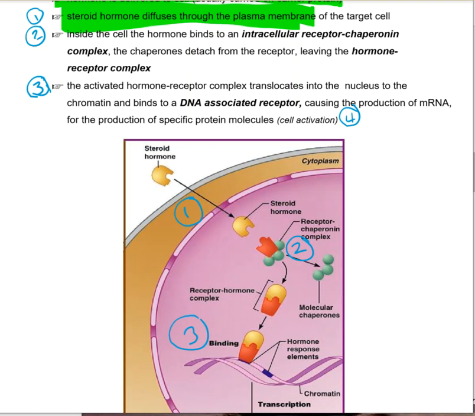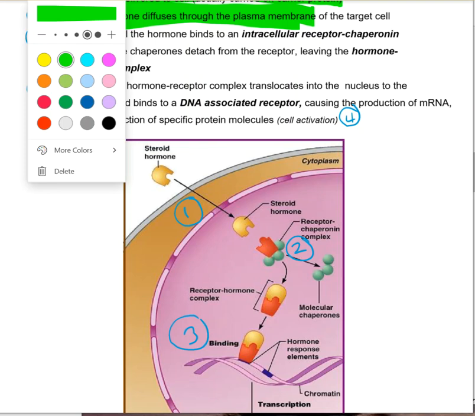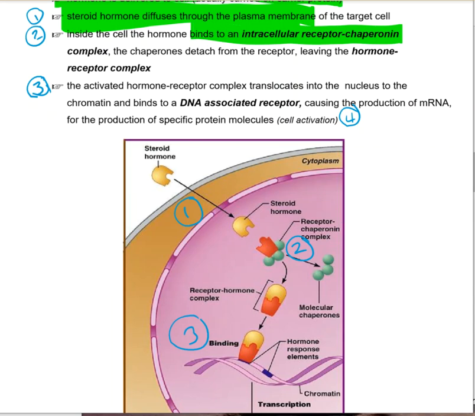So the second thing that will happen is the hormone binding to an intracellular receptor chaperonin complex. Then the chaperone detaches, and then we just have the hormone receptor complex. The third thing that then happens is this hormone receptor complex, which is right here, will move down and go directly to DNA. This is why it's called direct gene activation.